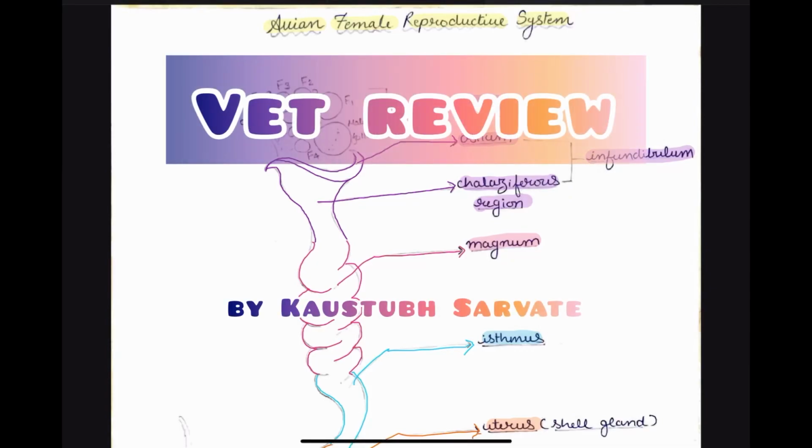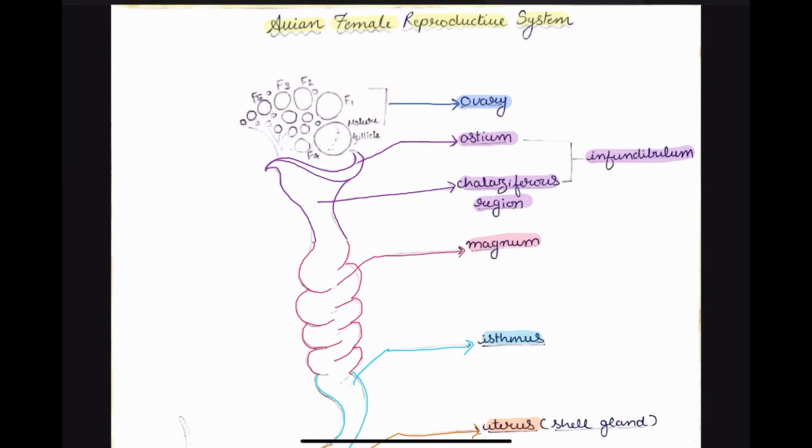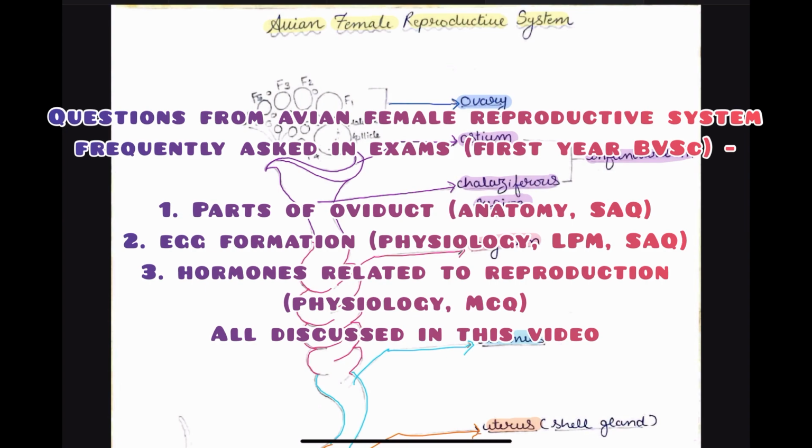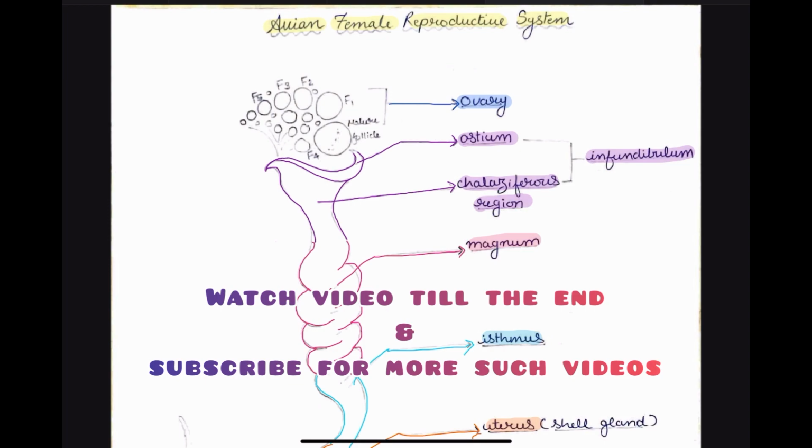Welcome to Veterinary. In this video, I'm going to talk about the avian female reproductive system. In the avian female reproductive system, we have to study the structure of the ovary, the oviduct, and the process of egg formation. Okay, so first let us start with the ovary.